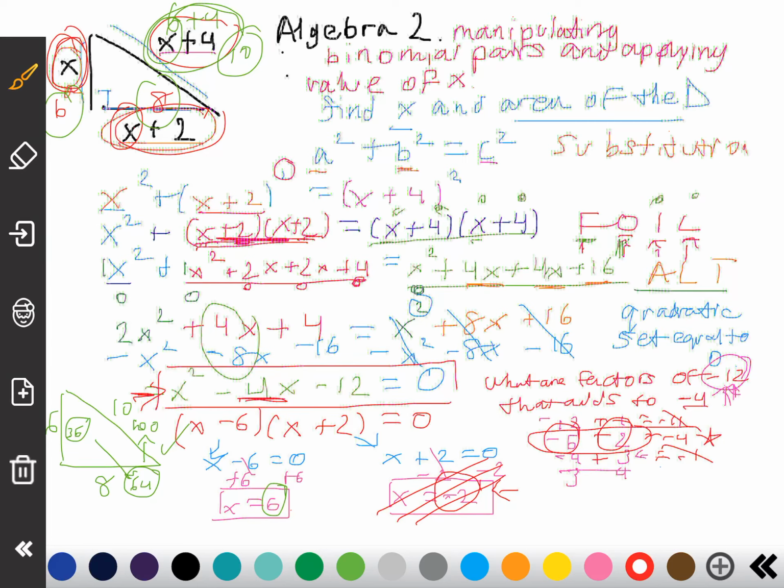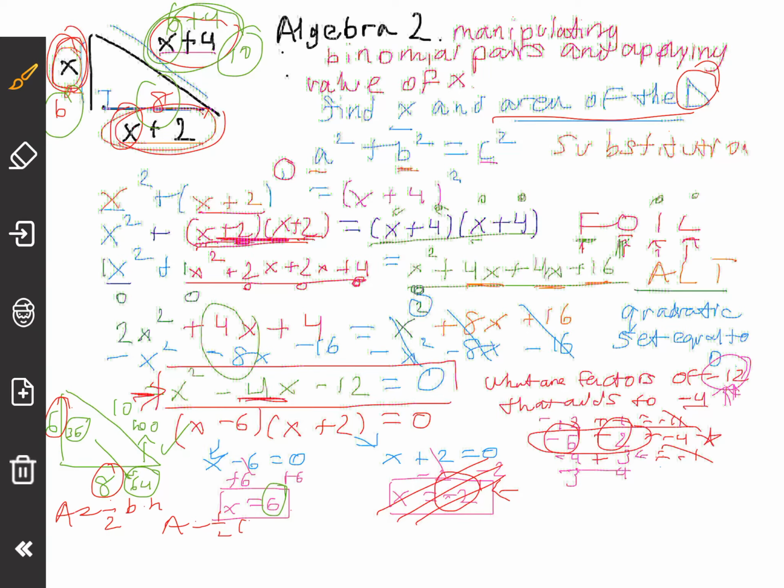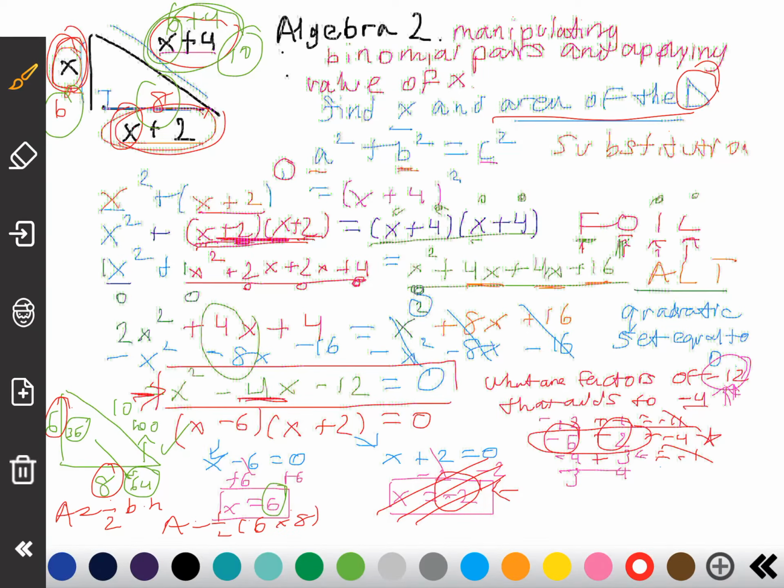But the final question does ask to find the area of the triangle. Do you recall that the area of the triangle is 1/2 base times height? So the height is 6, the base is 8. So area is equal to 1/2 times 6 times 8. 6 times 8 is 48, and half of 48 will be 24. So 24 will be the final answer to this whole question. So area is equal to 24, and labelings haven't been provided for us, so we can assume it's just units, square units.